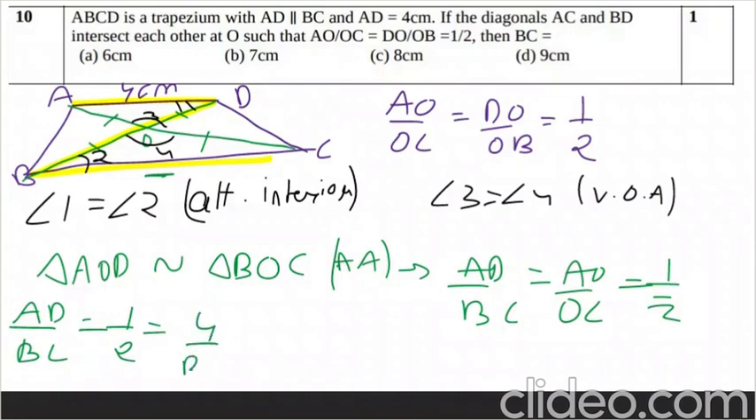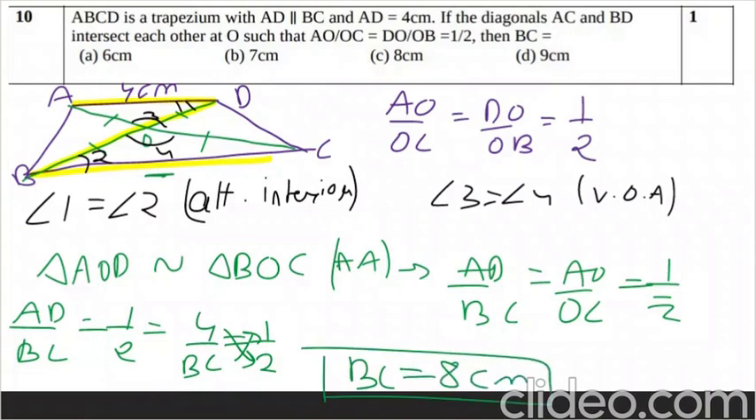So 4 by BC equals 1/2. If I cross multiply, what will be BC? BC will be 4 into 2, that is 8 cm. So hence proven, hence found that the answer is C.